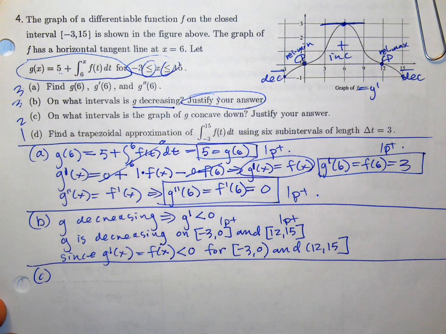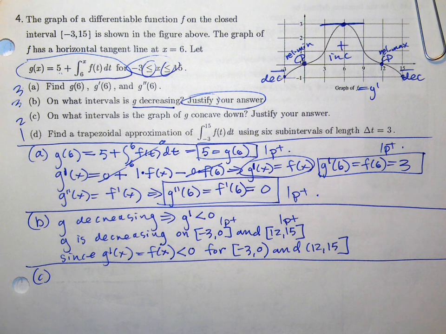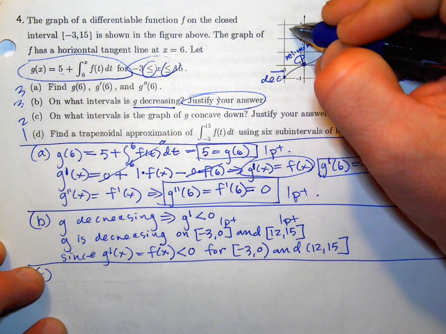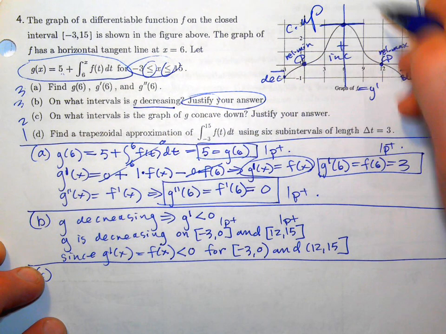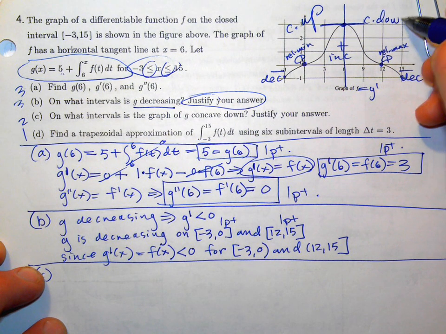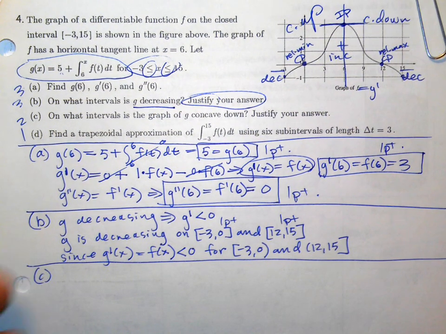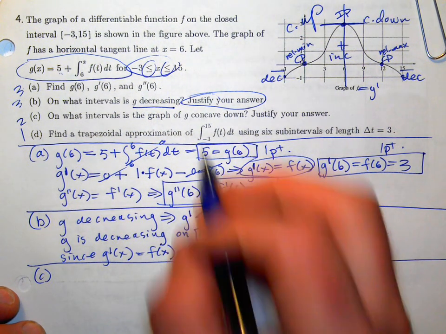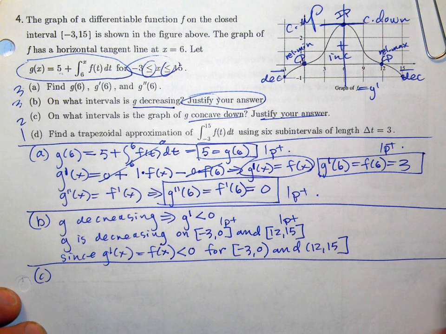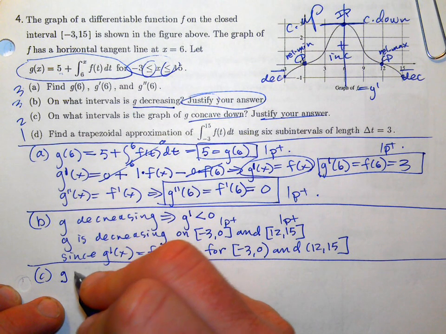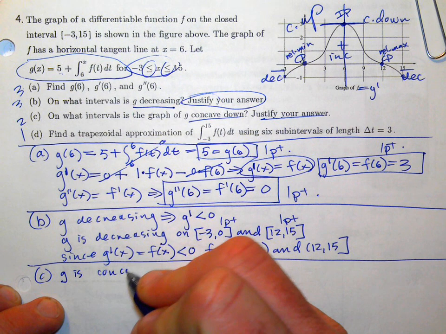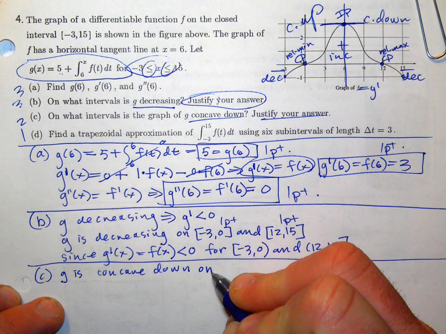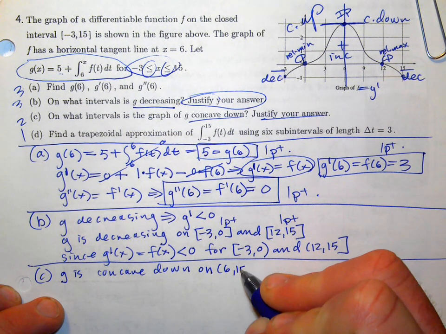C. C says, on what intervals is the graph concave down? Well, we know from derivative graphs, this is going to be concave up, and this is going to be concave down, which means this is an inflection point, right? So where's the concave down? And then justify your answer. Well, G is concave down on the interval 6 to 15, and we don't include endpoints.